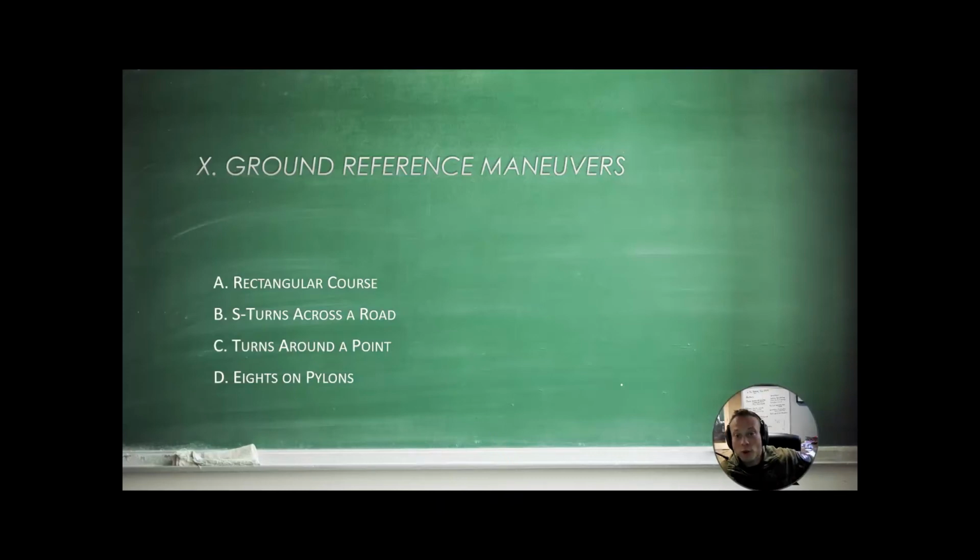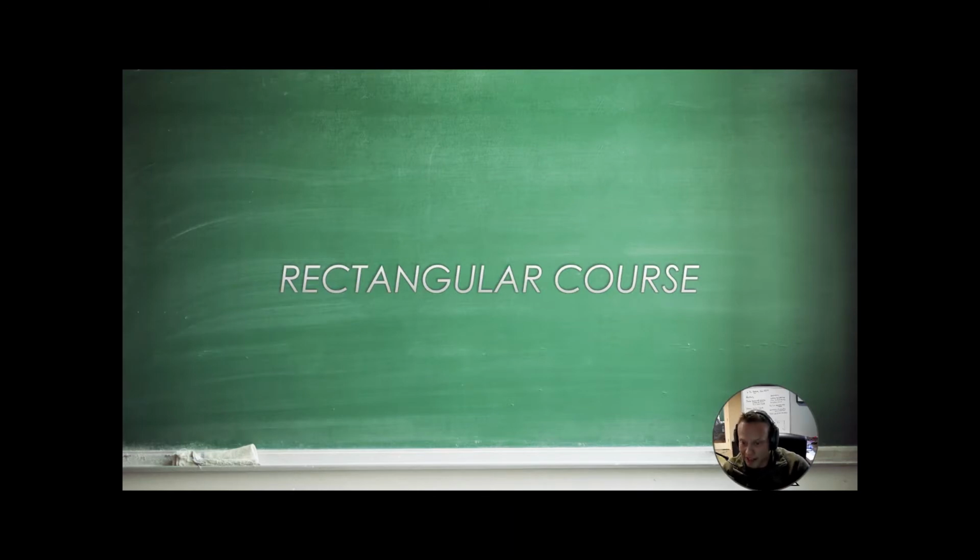Okay, moving on to ground reference maneuvers. Now we're going to talk about the rectangular course, S-turns across the road, and turns around a point. We're going to bypass 8s on pylons, that's a commercial level maneuver, and we'll talk about those later on. So let's talk about the rectangular course.